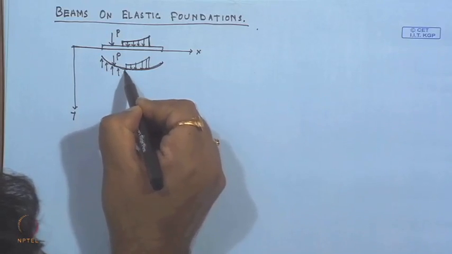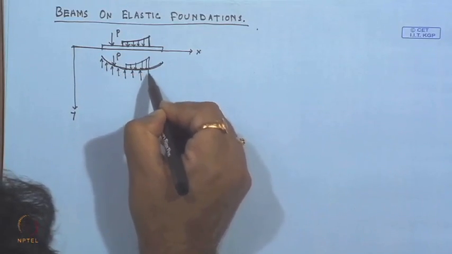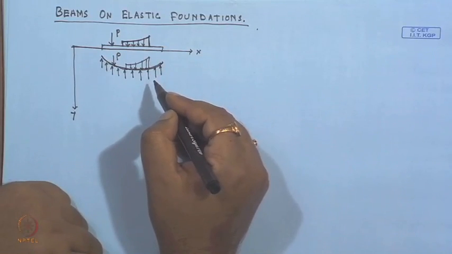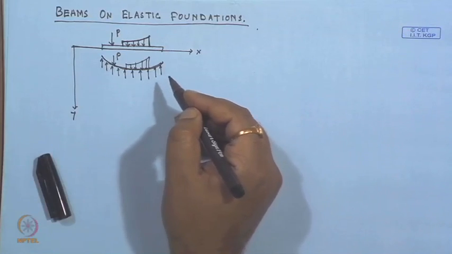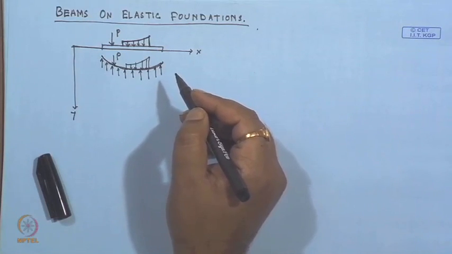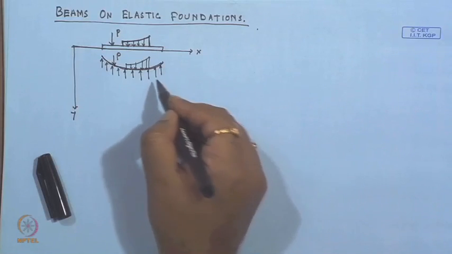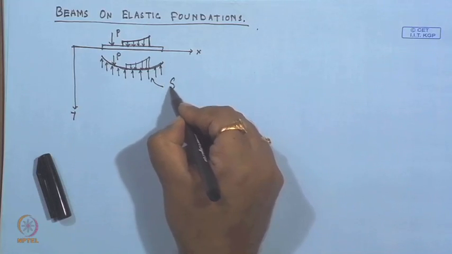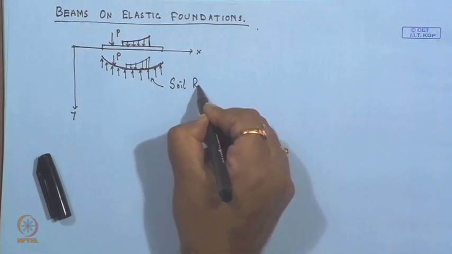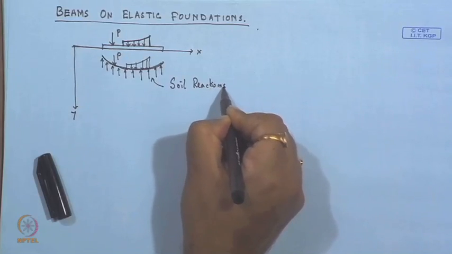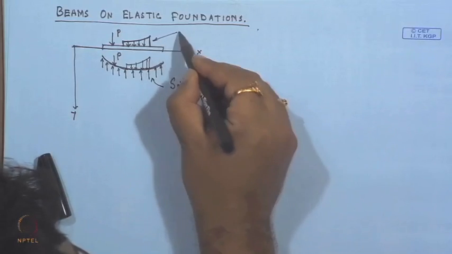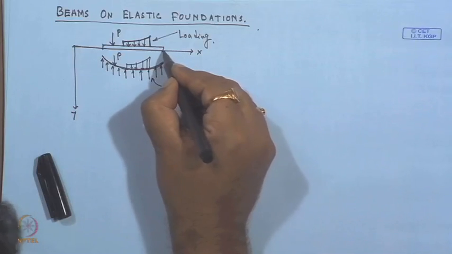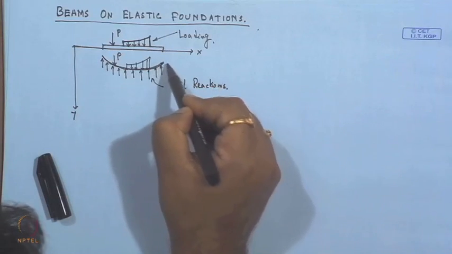At the base of the beam there will be the reaction of the soil. So, this would be the soil reaction, where we can analyze the soil reaction in this form. And these are the applied loads, and this will be the deformation shape. This form is before deformation, and this is after deformation.